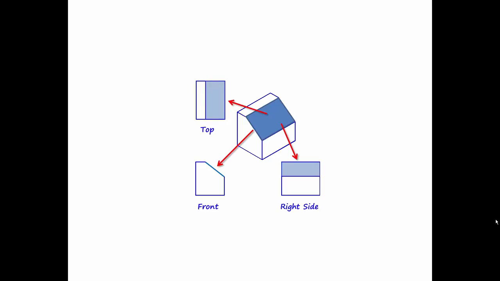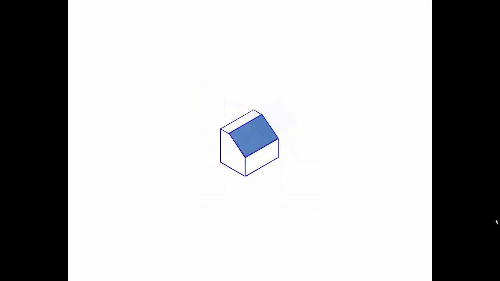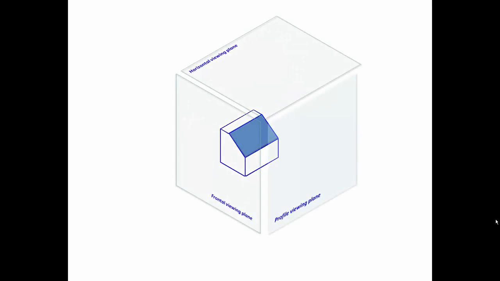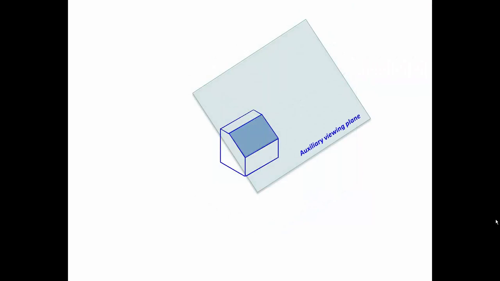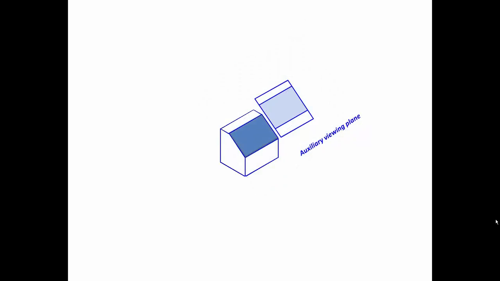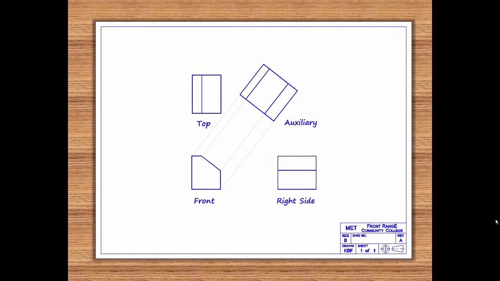In order to see this inclined surface in true size and shape, an additional viewing plane is required. This viewing plane is oriented parallel to the inclined surface and is called an auxiliary viewing plane. When the object is projected onto this auxiliary viewing plane, the resulting view shows the inclined surface in true size and shape. This is one very common reason many prints include auxiliary views, to show the true size and shape of an inclined surface.